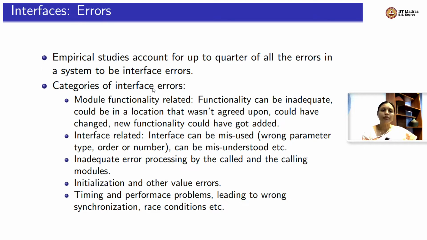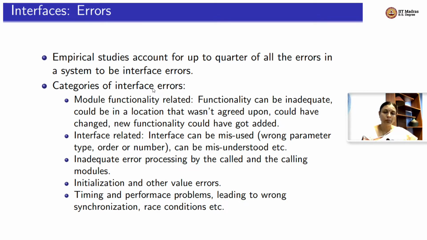So here are some example categories of what the interface errors can be. It could be that the particular module that is interfacing or calling the other module is implemented wrongly, and the wrong functionality is actually affecting the interface. Or the particular module could have gotten changed and the changed functionality is affecting the interface. Or it can be the case that you're passing the parameter of wrong type, wrong order, or a wrong number of parameters.